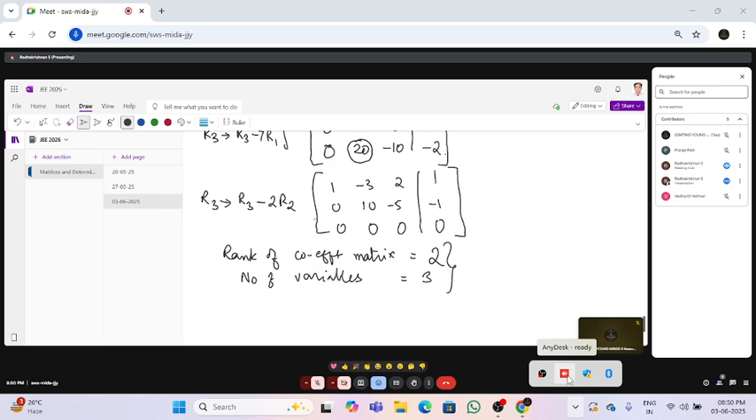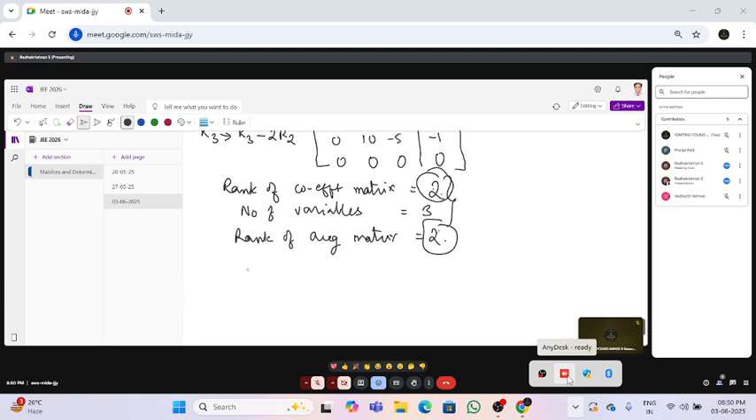Okay, so in this case, you can see that even if you take the augmented matrix, this whole row, since everything is 0, will vanish. So the rank of the coefficient matrix as well as the augmented matrix both are 2. You see, if this is happening, both are equal, then it has got infinite solutions.